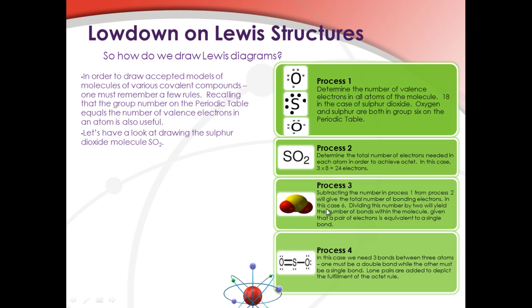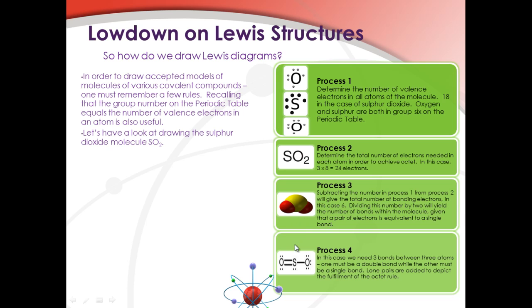So doing this gives us a total number of bonding electrons, in this case 6. 24 minus 18 is 6. But we have to remember that a single bond requires 2 electrons, a pair of electrons. So in order to work out the number of bonds within the molecule, we need to divide 6 by 2. This will give 3 bonds. So what we can say then is that within a molecule of sulfur dioxide there are 3 bonds.